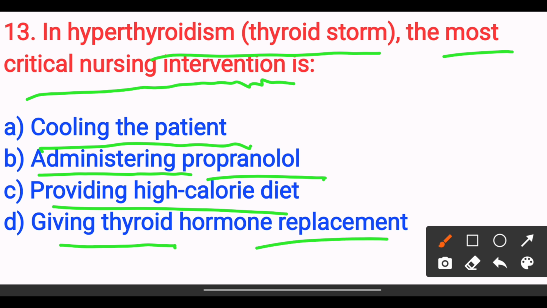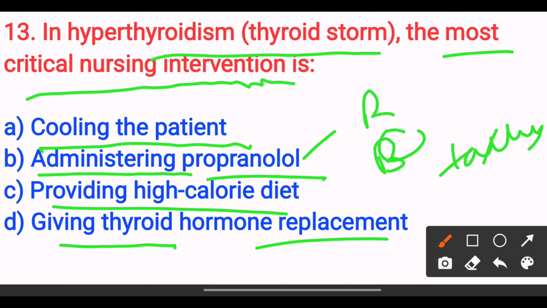The answer is option B, administering propranolol. Because thyroid storm causes severe tachycardia and hypertension. So beta blockers, propranolol, control the heart rate and reduce mortality. So the answer is option B.